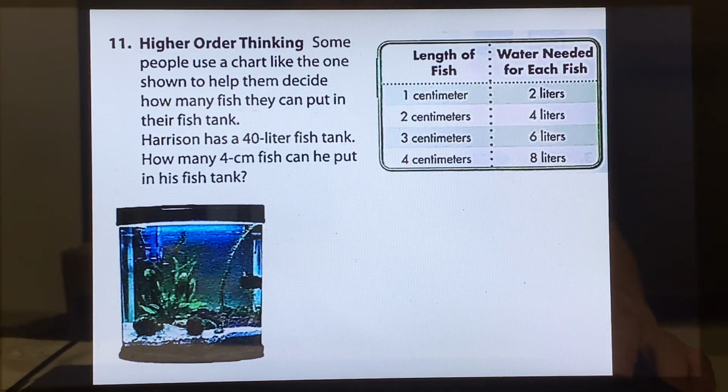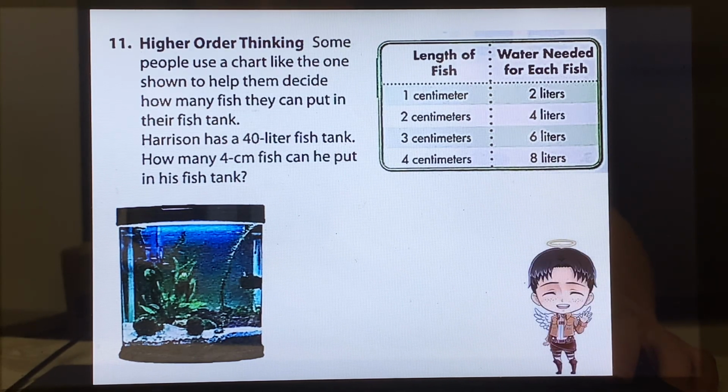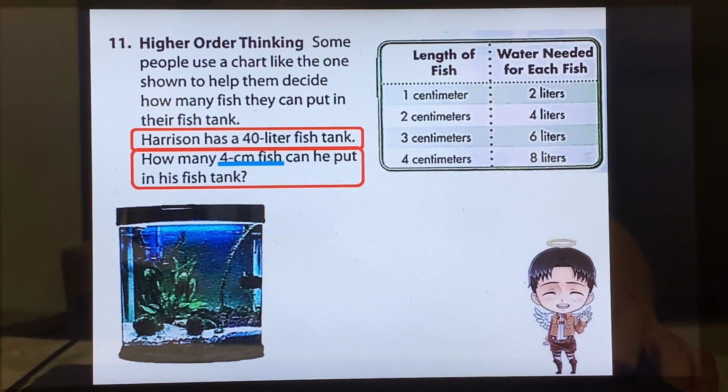11. Some people use a chart like the one shown to help them decide how many fish they can put in their fish tank. Harrison has a 40-liter fish tank. How many 4-centimeter fish can he put in his fish tank?